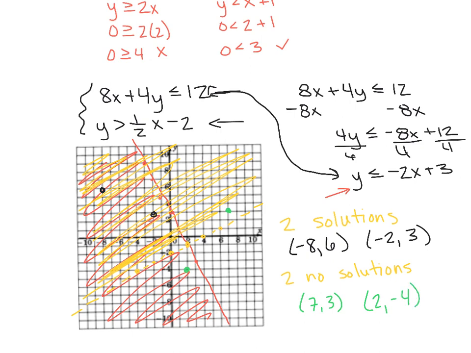And then you could go ahead and check all 4 of those points in your original 2 inequalities if you really felt the need to do so. So that's how you do those. You graph each inequality. You shade it according to how you were taught to shade it yesterday in the video. And then where your shading overlaps, that's where you get your solutions from. And where your shading doesn't overlap, that's where you get your no solutions from.